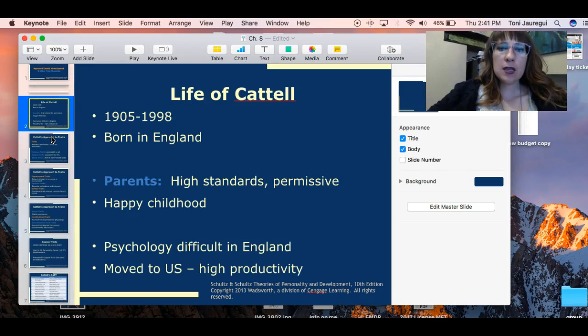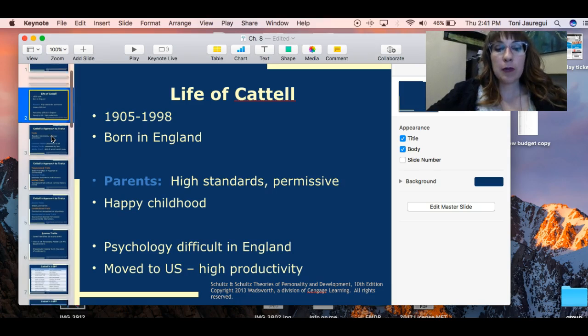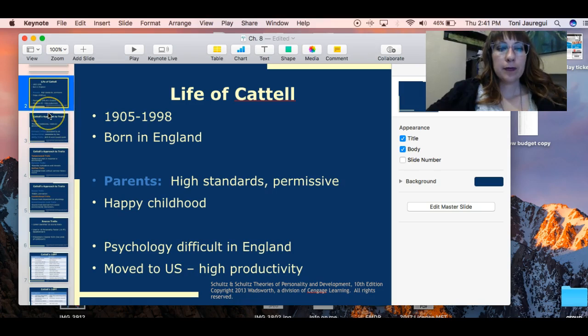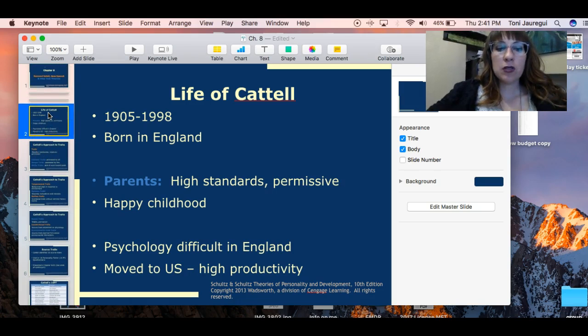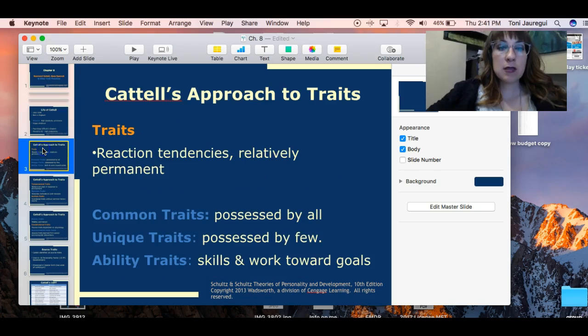So again, looking at Cattell, he was born in 1905 and passed away in 1998, coming from England, again, one of the earlier pioneers. He had high standards. He was raised under high standards, and he basically had a happy childhood. He found psychology difficult in England and moved to the US.